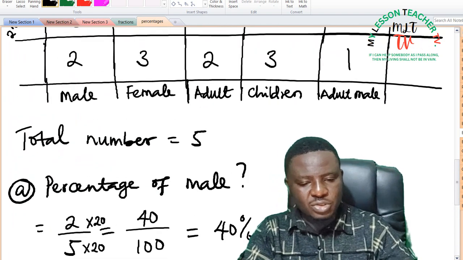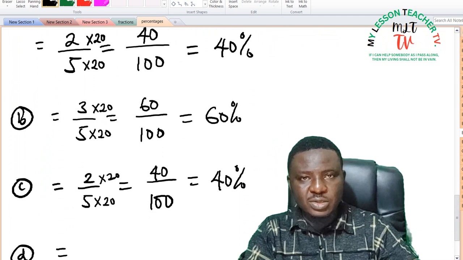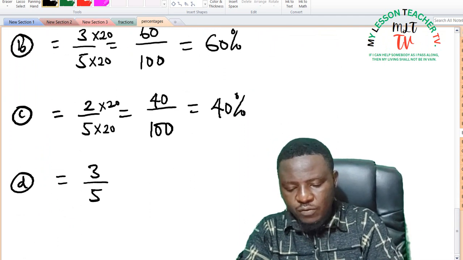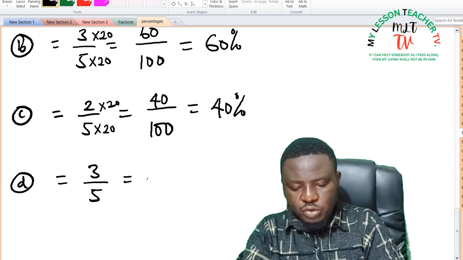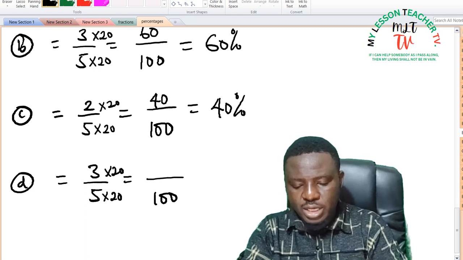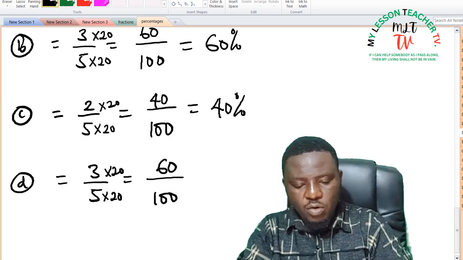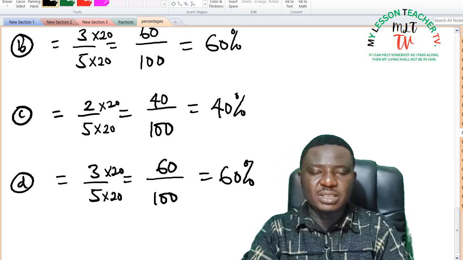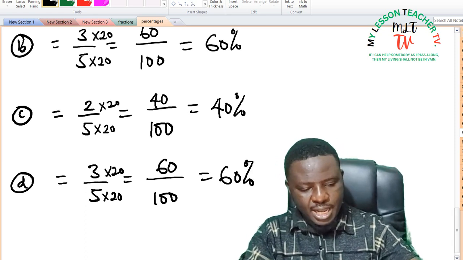While children, D, number of children we have in the family is just 3, which is the son and the 2 daughters. That is 3 over 5. 3 out of 5 is equivalent to what over 100? So you multiply this by 20, and same with this to get 60 over 100, which means that 60% of the family members are said to be children.